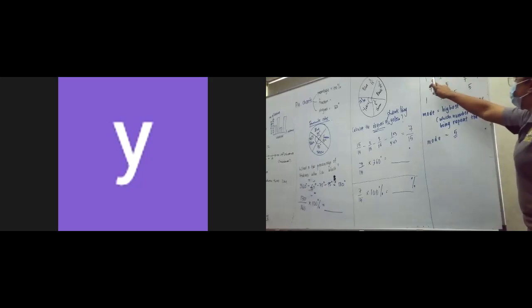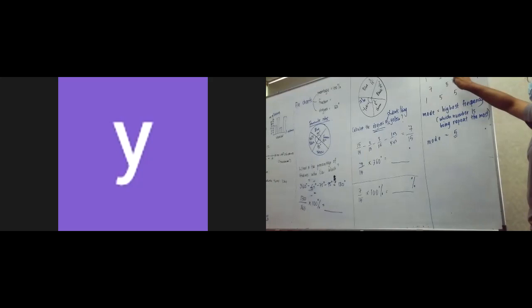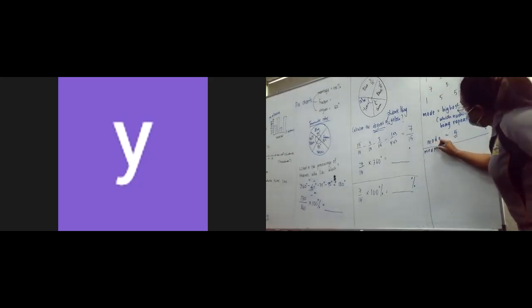Because why? Number 1 is only repeated twice. Number 2, 1 time. Number 3, twice. Number 4 is 1. Number 7 is 3 times. And number 5 is 4 times. So 4 is the highest there. That's why your mode is 5. Now we are going to go into median.